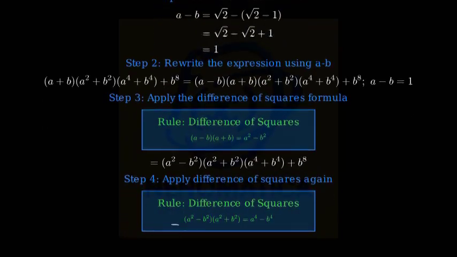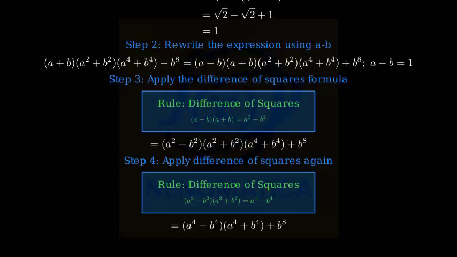The quantity a squared minus b squared times the quantity a squared plus b squared equals a to the fourth minus b to the fourth. So our expression becomes a to the fourth minus b to the fourth times the quantity a to the fourth plus b to the fourth plus b to the eighth.